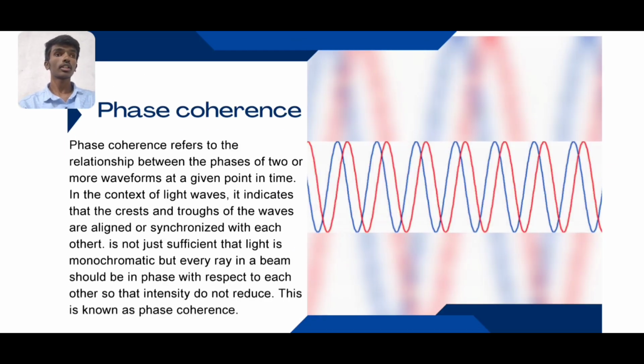Phase coherence. Phase coherence refers to the relationship between the phases of two or more waveforms at a given point in time. In the context of light waves, it indicates that crests and troughs of waves are aligned or synchronized with each other. It is not sufficient that the light is monochromatic; every ray in a beam should be in phase with respect to each other so that intensity does not reduce. This is known as phase coherence.